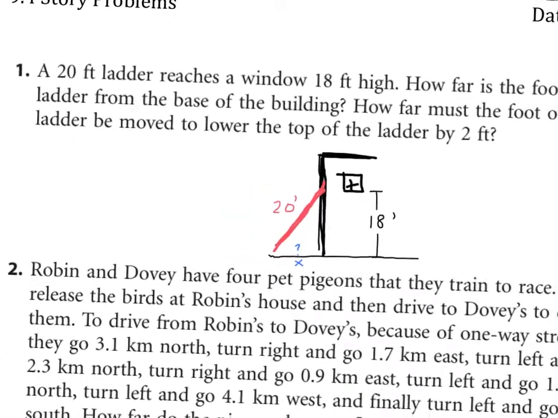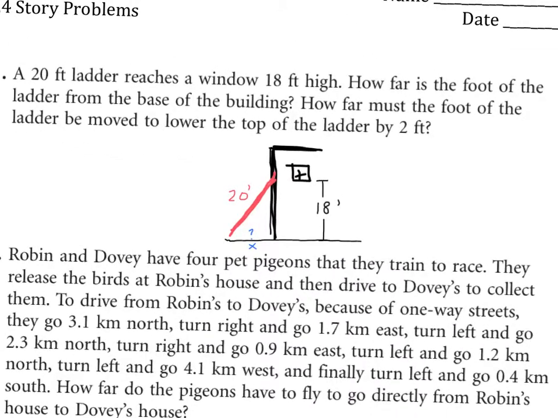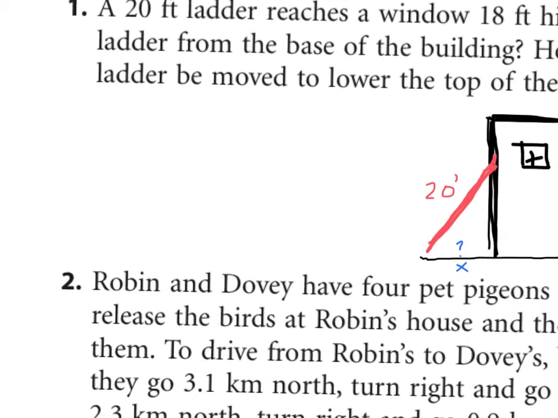All right, so notice there's also a second part to the question. How far must the foot of the ladder be moved to lower the top of the ladder by 2 feet? So we want to drop it from 18 feet down to 16 feet. So the question is, how far do I have to pull this back? So we'll get to that in just a minute. So the first part is, let's find out.